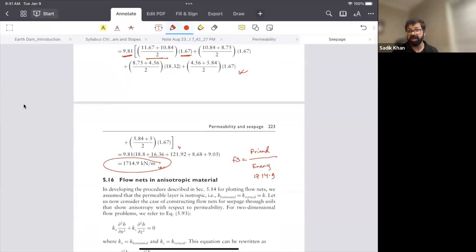And how do we make sure that this is safe against uplift? It's more than one. Is it more than one? What is the factor of safety we require for uplift? Not sure what the number is, but I think the number is 2. But can I check that? I can check that really quick. The factor of safety against uplift is very likely 2.